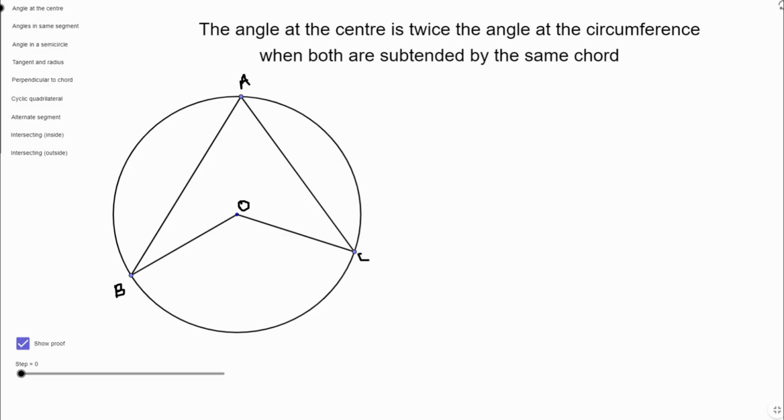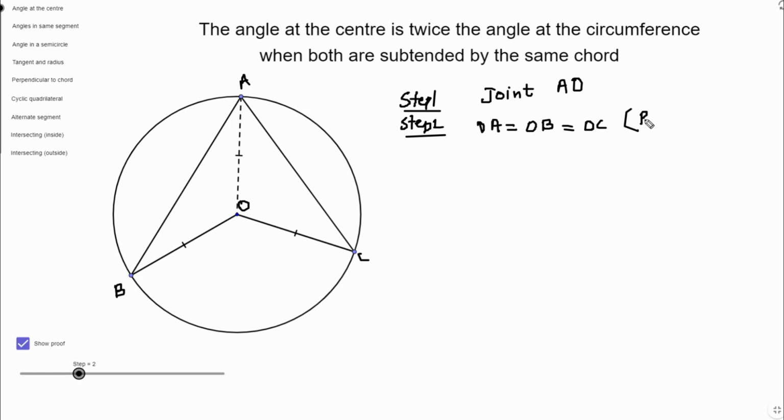The first step of the proof is joining AO. We will write step 1: join A to the center, so AO. Now we will go to the second step. We identified AO is equal to OB and AO equals OC. The reason is all are radii of the same circle. So we can write step 2: OA equals OB equals OC. The reason is radii of the same circle. We have to write the reason while writing any step of the proof.